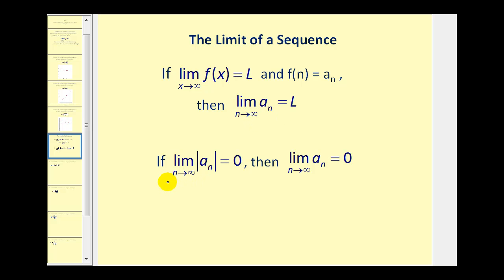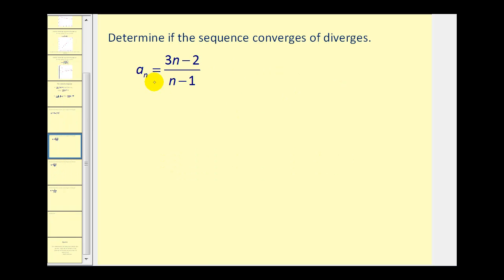And it's also true that if the limit as n approaches infinity of the absolute value of a sub n is equal to 0, then so is the limit of a sub n as n approaches infinity. Let's go and take a look at a few more examples to determine the limit of a sequence. Here we have a sub n is equal to 3n minus 2 divided by n minus 1.